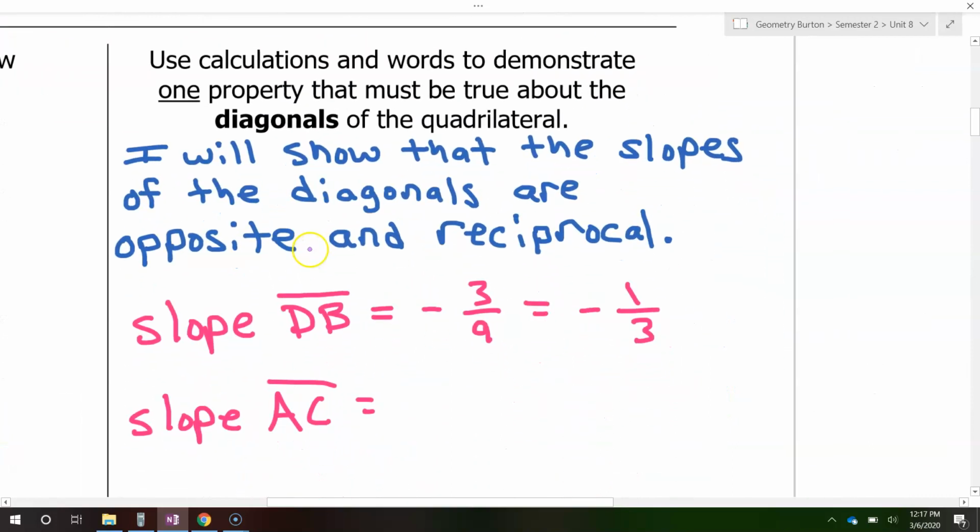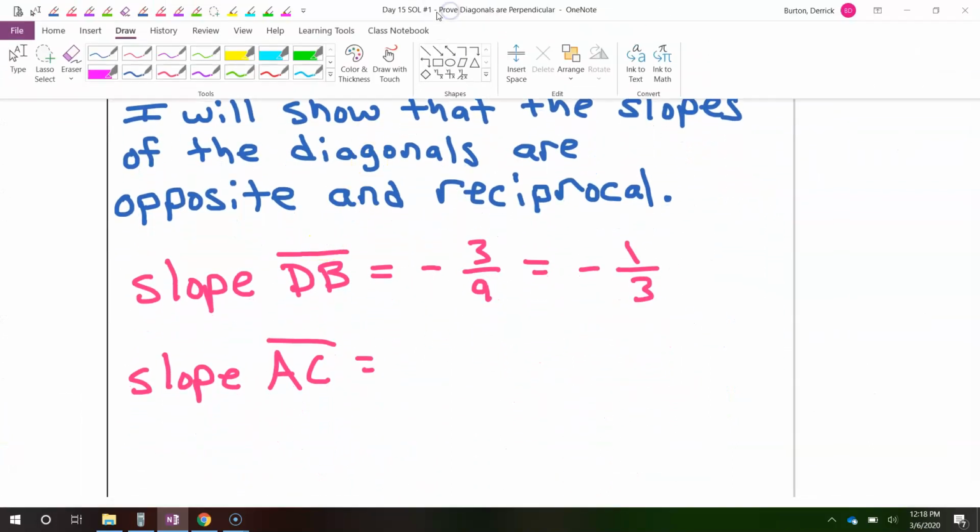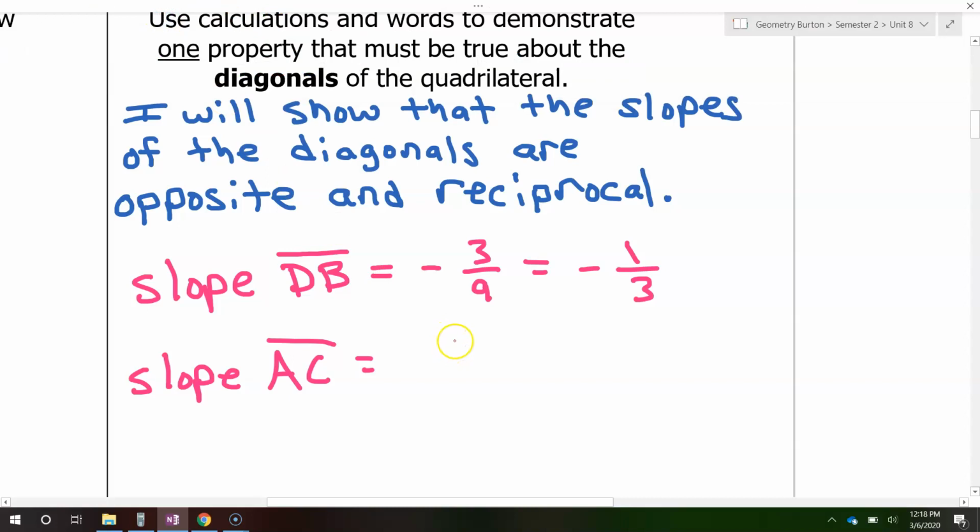Okay, so keep that in your mind. 9 over 3. Positive 9 over 3. Now, of course, 9 over 3 reduces down to simply 3. Now, notice that these are opposite in sign, because one is negative, one is positive, and they are reciprocal, because I have 1 over 3 and 3 over 1. Those are reciprocal. So these are in fact opposite and reciprocal, just like I said.